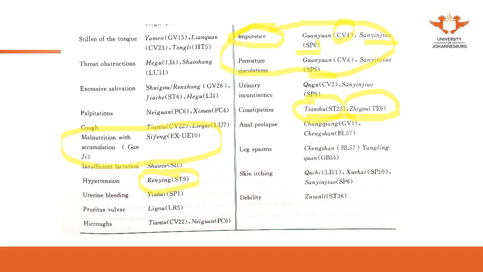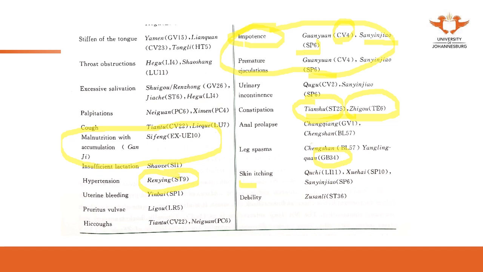Anal prolapse, you can use GV1 or bladder 57. You also can use moxibustion. Leg spasms, bladder 57, the local points. Yanglingquan, GB34. The ligaments meet at Yanglingquan, GB34.